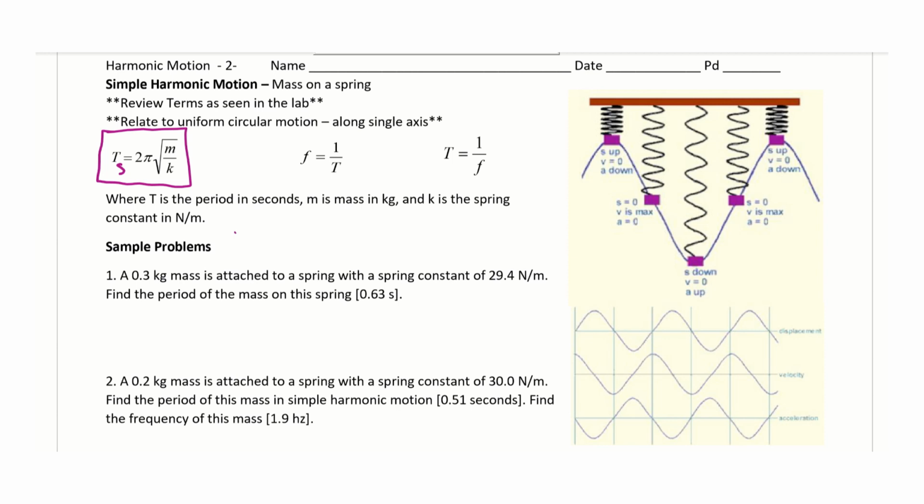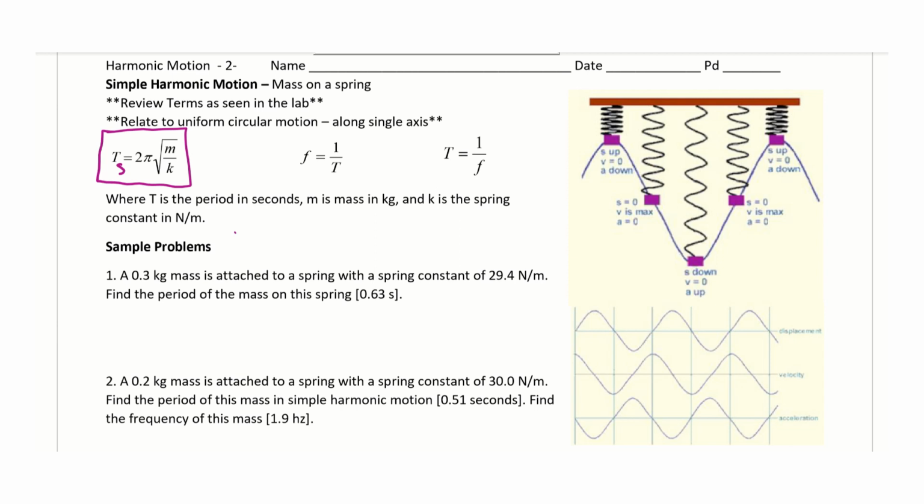So you'll notice that it's labeled Ts sometimes for period of a mass on a spring. But also within the equation you have m, which is mass, over k, which is spring constant. So you have a fraction here, mass on a spring.